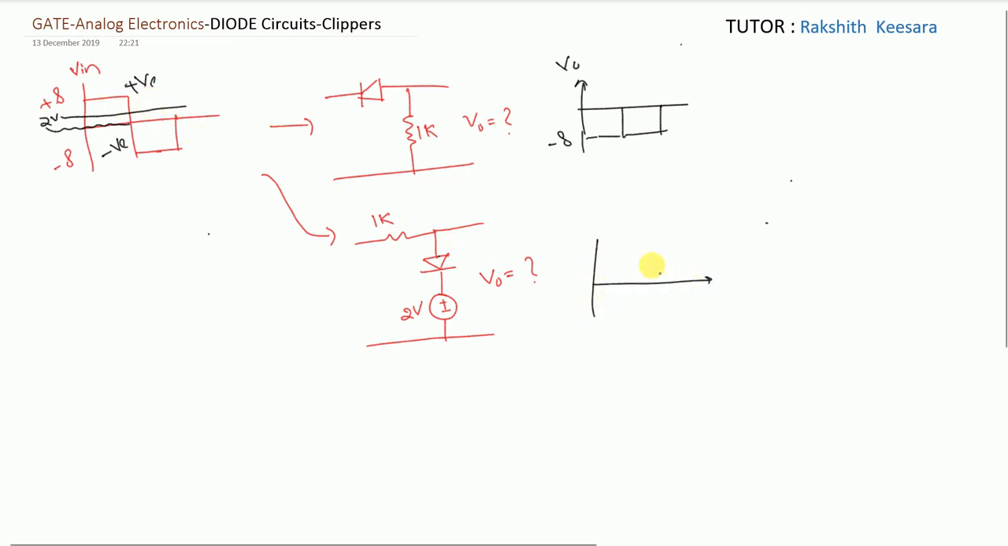So what is the output voltage now? The positive part, meaning above 2 volt, is clipped off. So this is the output. This is 2 volt. This is minus 8 volt.